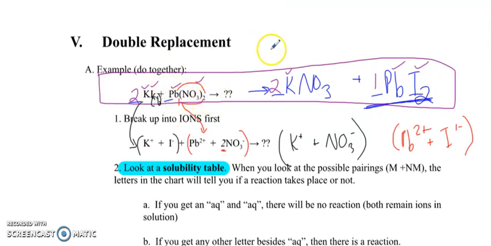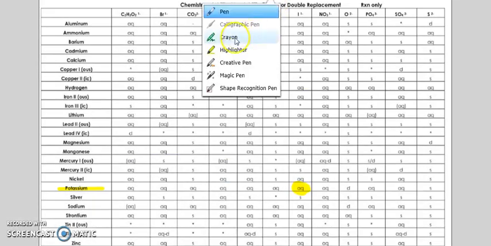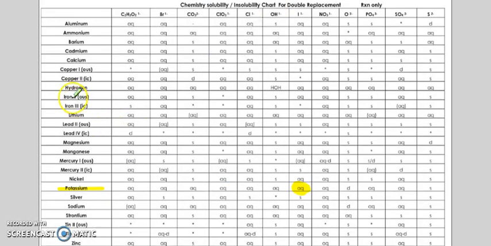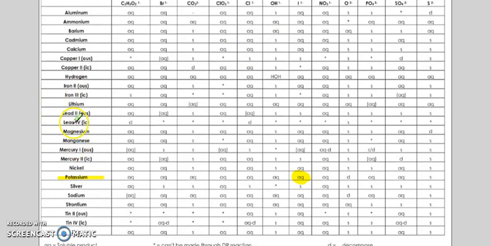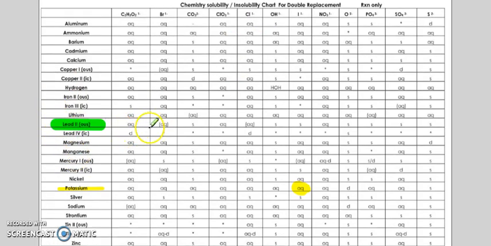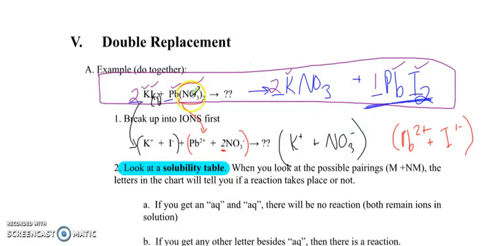We also had lead 2 nitrate. So let's go and find lead 2 nitrate. So lead 2, where's lead 2? Lead 2, and then nitrate. Need to go across till we find nitrate. That's also aqueous. Good. That makes sense because all of our double replacement reactions take place in an aqueous solution.